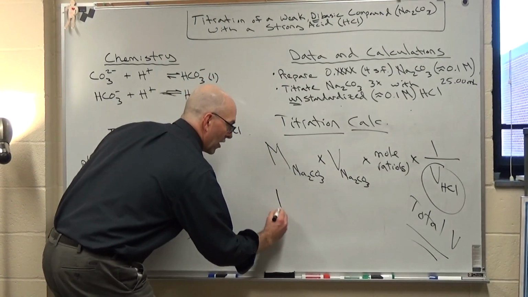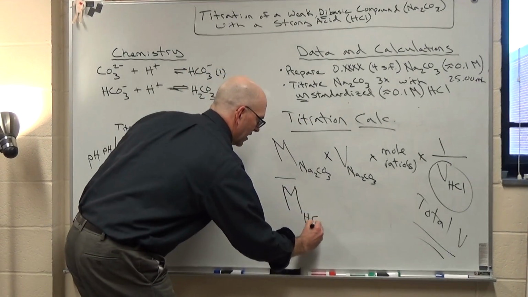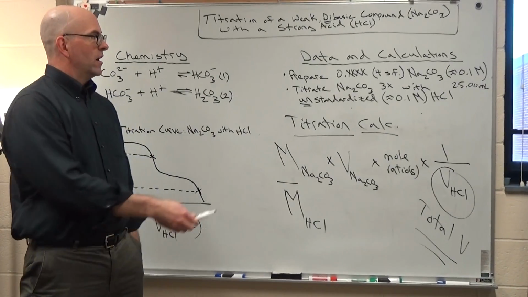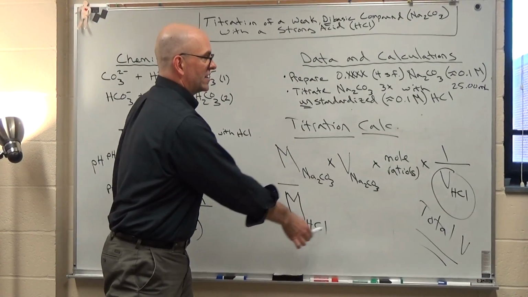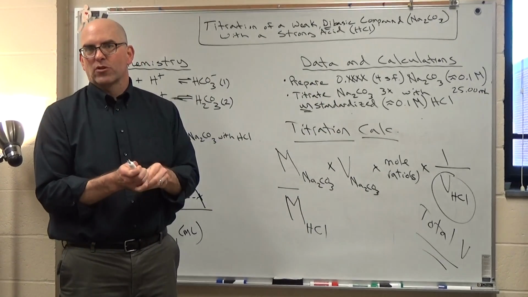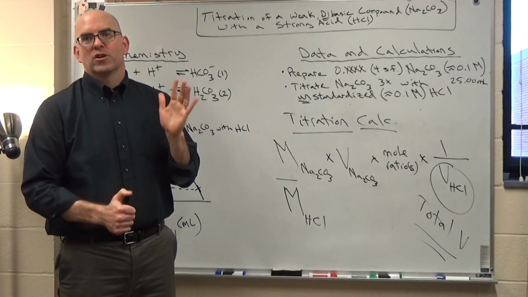Then you do that all 3 times, and then you have an average molarity of HCl. And that's where we're going to end here. So your final answer for molarity of HCl should be about 0.1. Everything else beyond that is doing all the ICE table calculations, which we'll pick up there in lab. So I hope that helps.